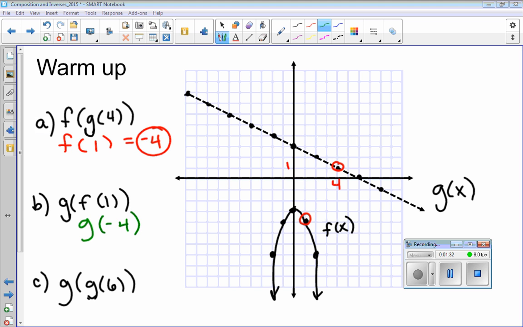On the line. So I look at the line because that's G. So I'm going to go 1, 2, 3, -4. And I'm going to look up here. And what value is that? 1, 2, 3, 4. Looks like that's 5. So that would be my answer.